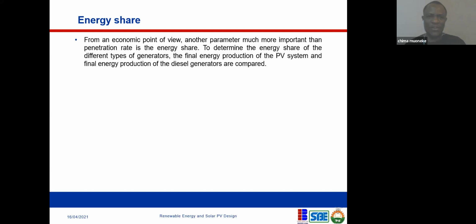So from an economic point of view, another parameter much more important than penetration rate is the energy share. Now, to determine the energy share of the different types of generators, the final energy production of the PV system and the final energy production of the diesel generator are compared.